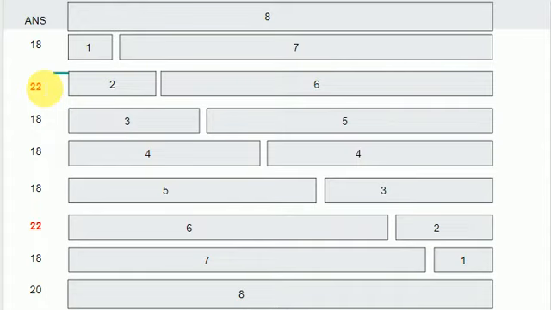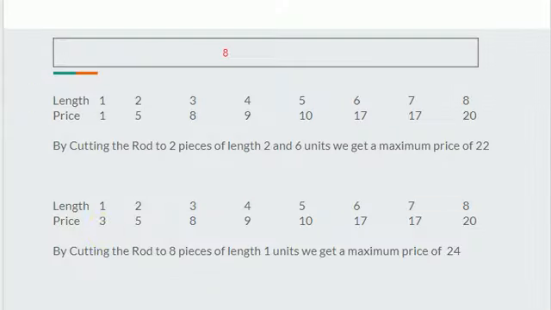So this is the question. Now one more thing. If I change the price list, and by selling 1 unit length rod I will get 3 rupees, in such a case the answer will differ. In that particular combination, I have to cut the rod into 8 pieces. There is one possible combination where I cut the rod into 8 pieces of 1 unit length each, and by selling each 1 unit rod I will get 3 rupees. So 8 into 3, 24 rupees. So the maximum price that I can get is 24.